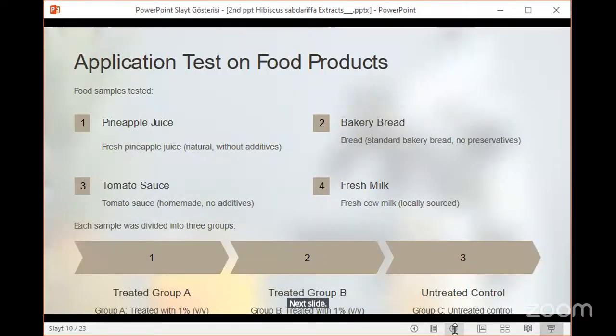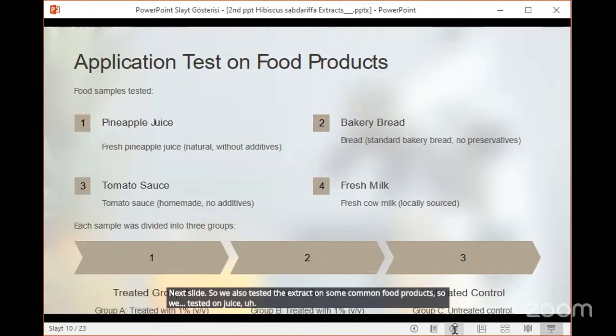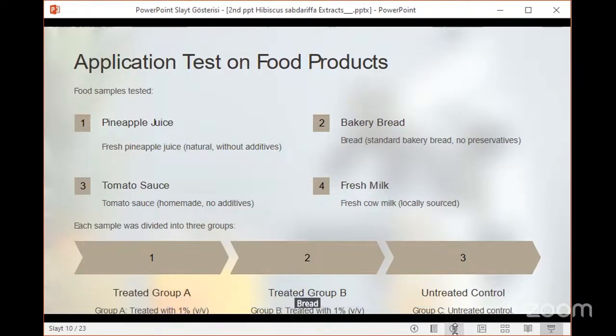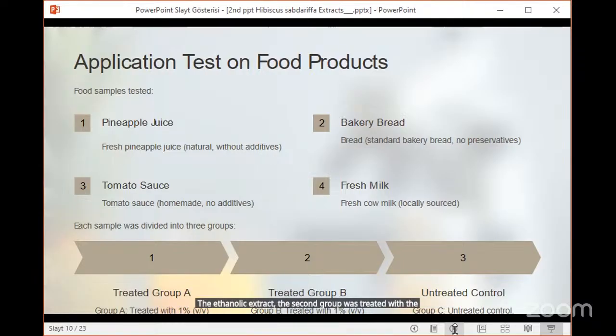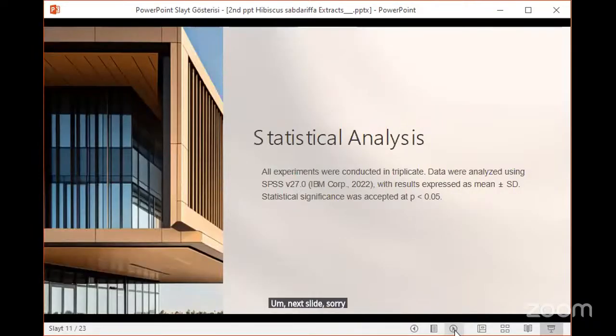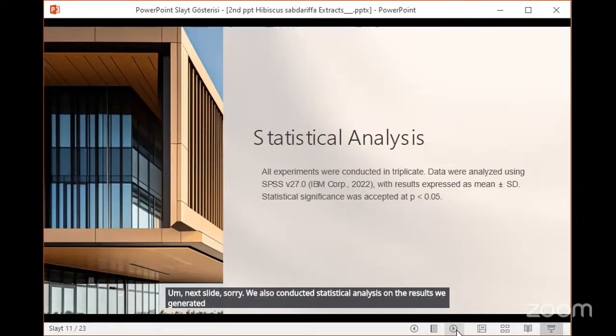So we also tested the extract on some common food products. So we tested on juice, tomato sauce, bread, and fresh milk. So what we did is we divided them into three groups. One group was treated with the ethanolic extract. The second group was treated with the aqueous extract. And then we left one group as the untreated control. Next slide, sorry. So we also conducted statistical analysis on the results we generated. Next slide.